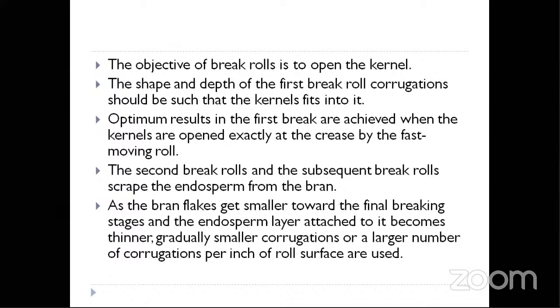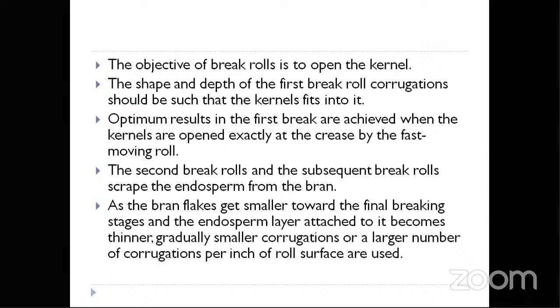Now the main objective of the break roll is to open the kernel. The shape and the depth of the first break roll corrugation should be such that the kernel fits into it. First it will fit, and thereafter the kernels are opened exactly at the crease by the fast moving roll. Then the second break roll and the subsequent break rolls will scrape the endosperm from the bran. As the bran flakes get smaller towards the final breaking stages, the endosperm layer attached to it becomes thinner. Gradually, smaller corrugations or a larger number of corrugations per inch of roll surface are used.